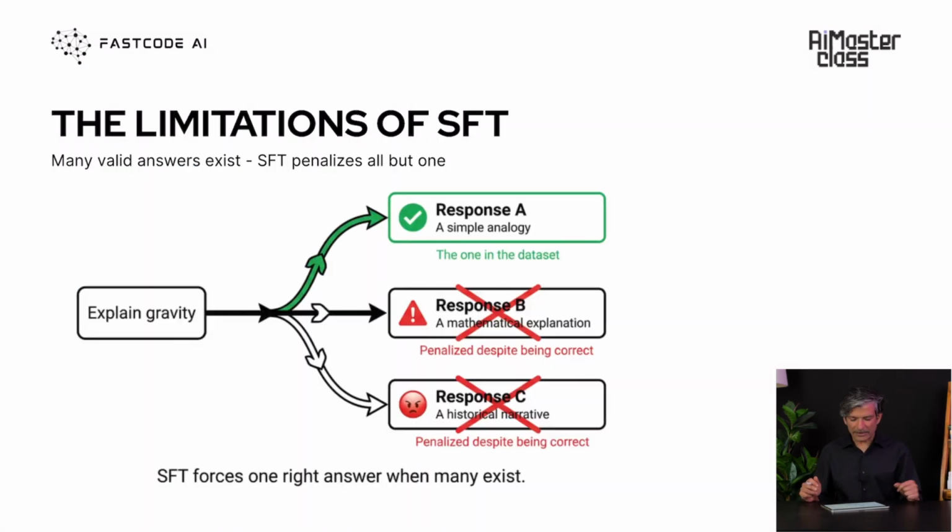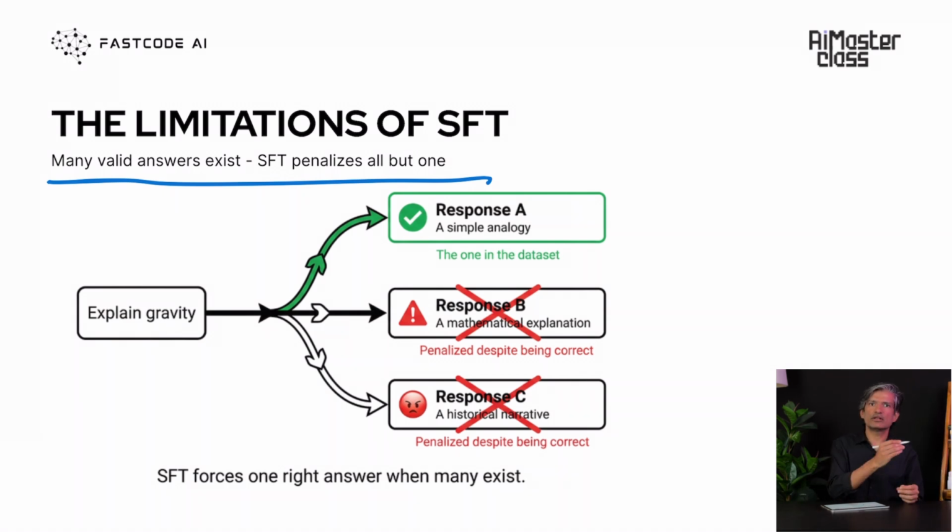But there are other stages after SFT, for example reinforcement based fine tunings, and we'll talk about that. But why do we need to use reinforcement learning? Why is SFT not enough? And the answer is that there may be many valid answers, but SFT will penalize all but one.